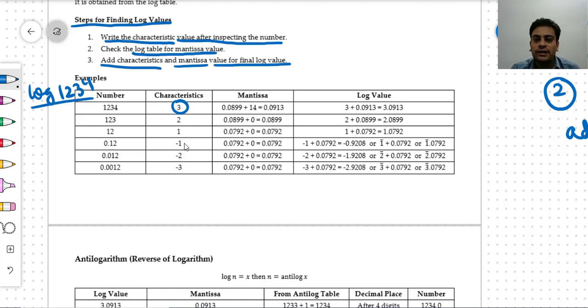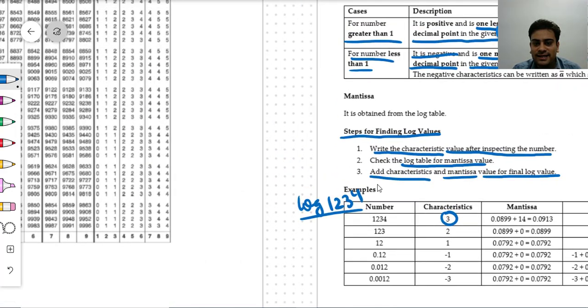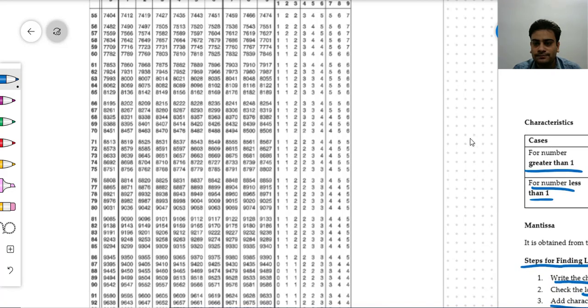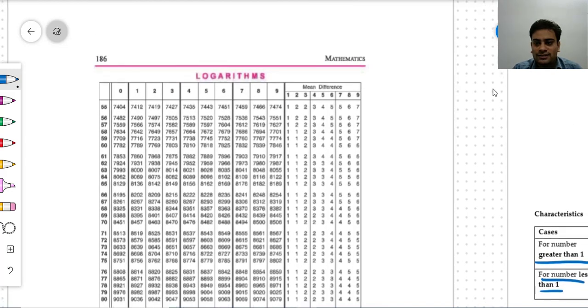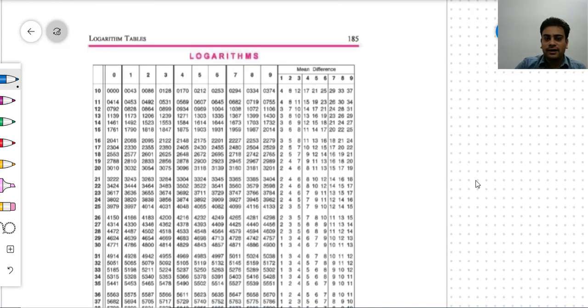My number is 1234. You just need to remember this number, and you can see here I have put my log tables. Everywhere you will find these log tables, at the top they have written logarithm. I have provided the link to these log tables in the description of this video. You can download it from there, right?